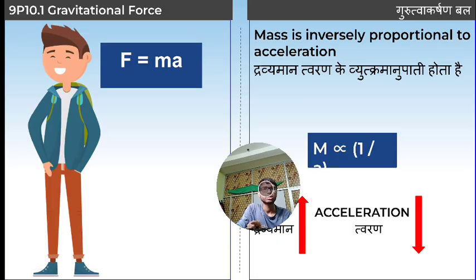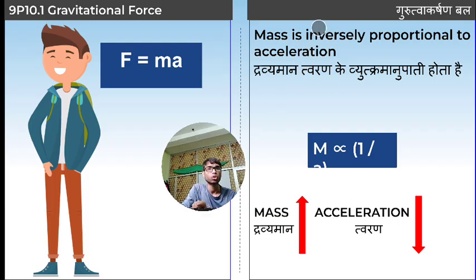So this is the meaning of inversely opposite. When mass decreases, acceleration will increase. So mass is inversely proportional to acceleration. It is saying that when mass decreases, then acceleration will increase, and when mass increases, then acceleration will decrease. Inversely means just opposite. When you hear inversely, you understand that yes, it is opposite.